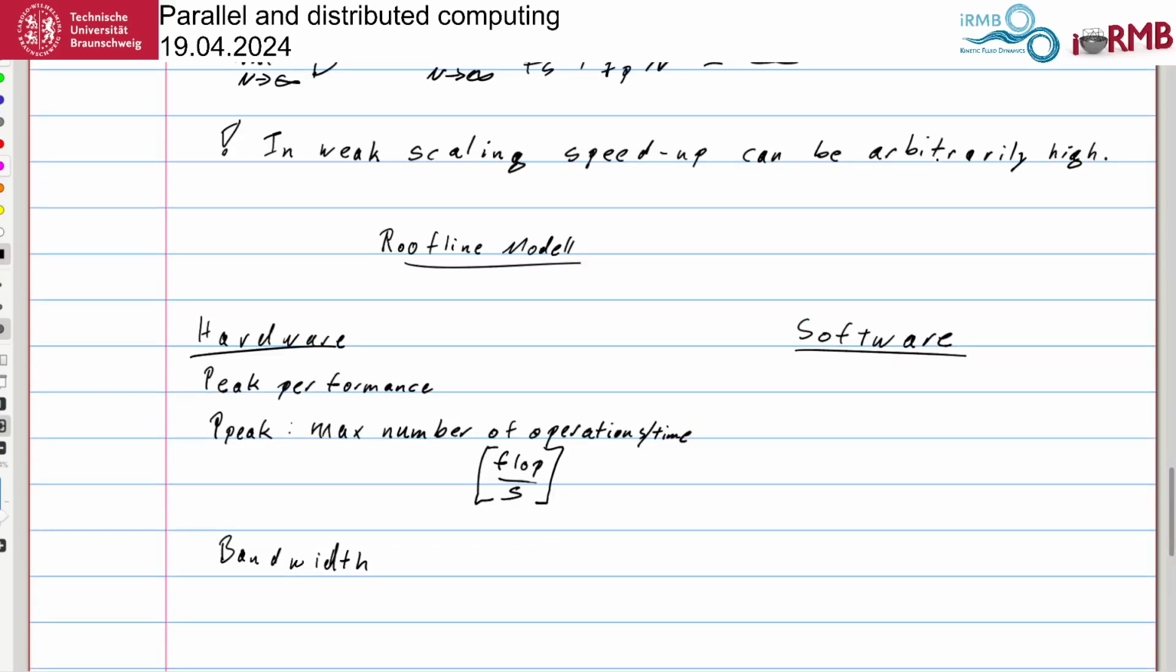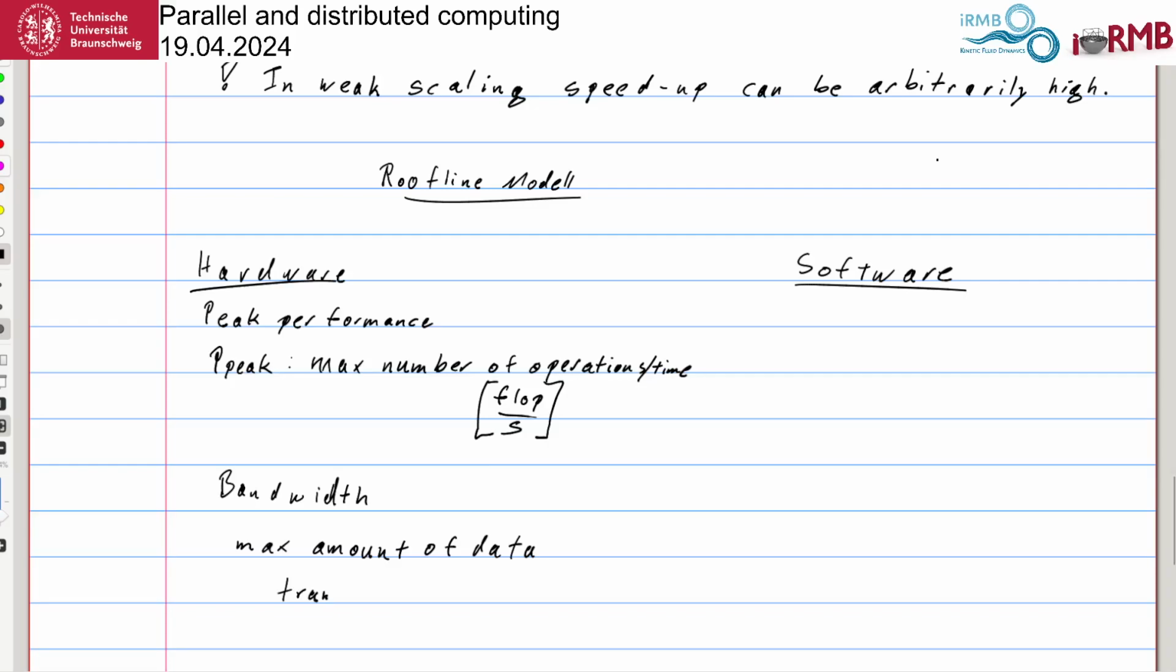Bandwidth. This is the maximal amount of data transferred per time, and this comes in the units byte per second. So the peak performance is related to your processor, and the bandwidth is related to your bus.